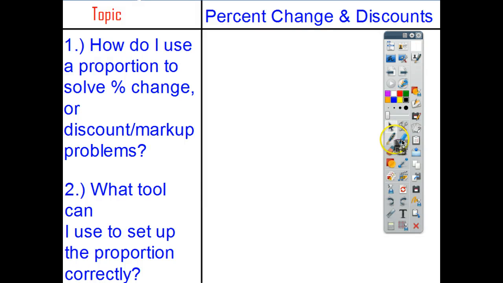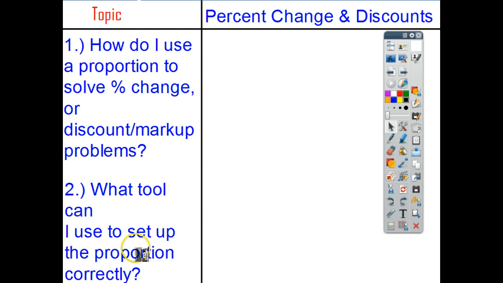This video is going to be about percent change and discounts. So there's really two questions that we're going to be focusing on. How do I use a proportion to solve percent change or discount markup problems? And what tool can I use to set up the proportion correctly?